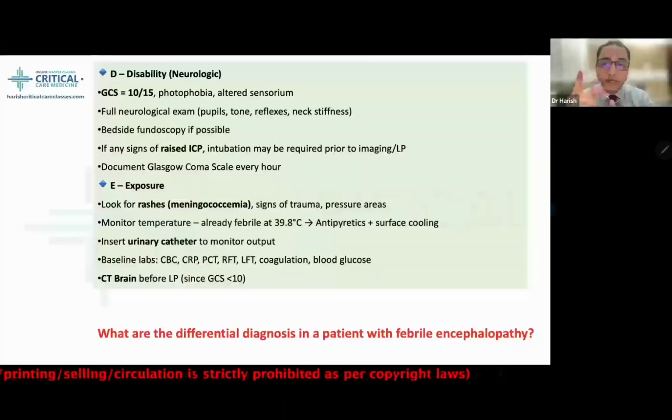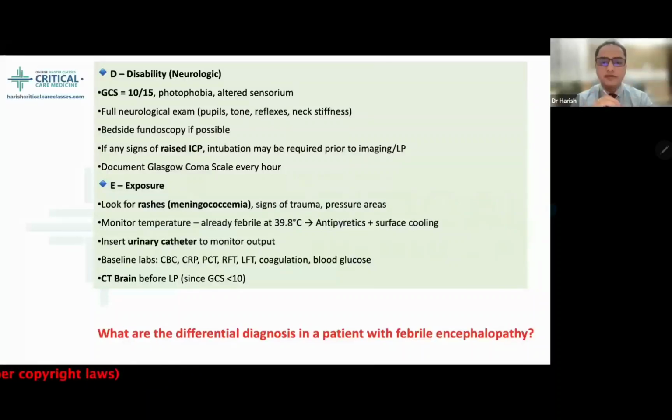Exposure: look for rashes, very, very important. Meningococcemia can have typical rashes. Look for signs of any neurological trauma, because there may be some sort of trauma with exposure of the brain tissue or meninges leading to meningitis. Look for pressure areas.